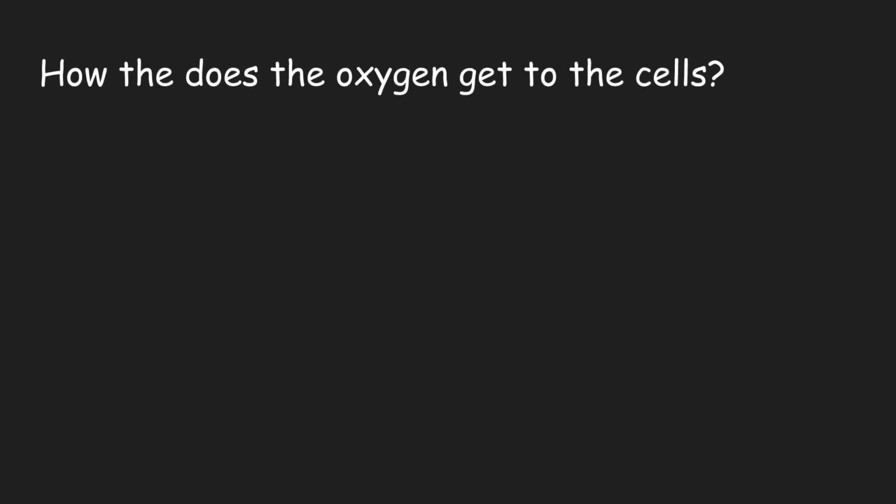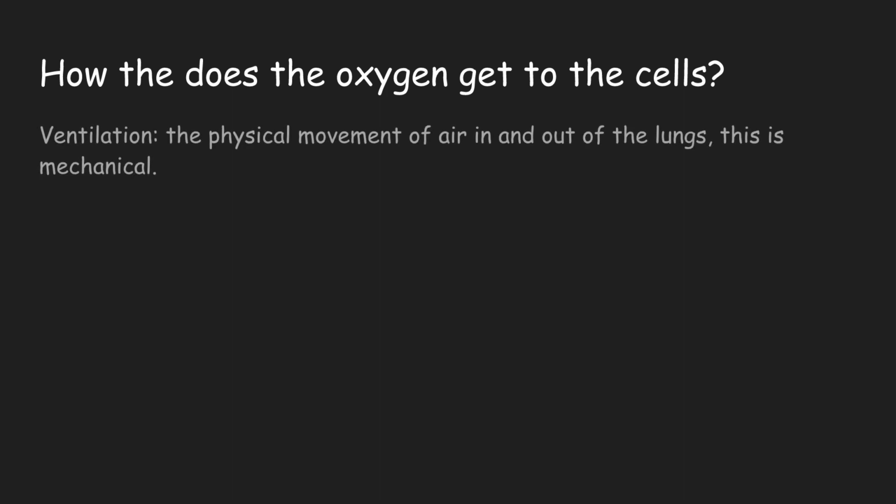How does the oxygen get to the cells from the outside world? Ventilation is the first step. It is the physical movement of air in and out of the lungs. This is done through a mechanical process of air pressures. If your diaphragm flexes, there is a higher air pressure outside than there is inside your body, and that basically draws in the air. That's the inspiration phase.